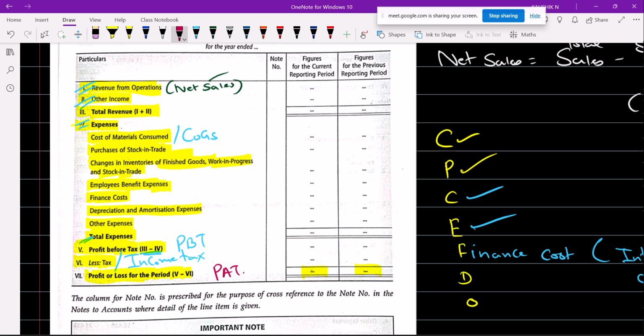So before tax, once you get it, you have to check your question. If you have a tax payment, then subtract the tax payment, and you'll find the final answer that we declare as profit after tax. If there is no tax information available in the question, then you can close your profit and loss statement, or the format of your P&L, with the line item of profit before tax.